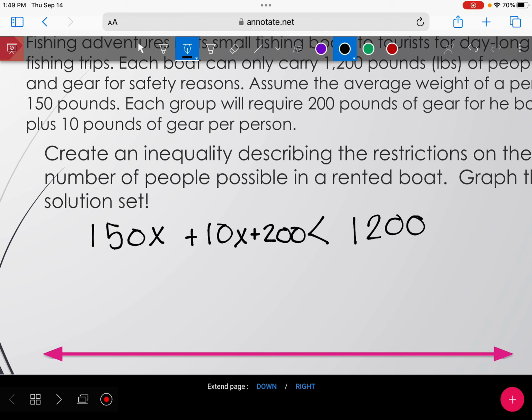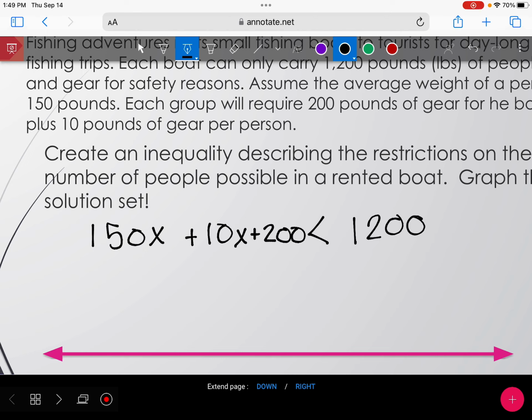I love this inequality here. This needs to be less than the 1,200, because if this side was more than 1,200, what happens to my boat? It sinks. That's bad. This is a fishing trip, not a swimming trip, so we need the boat to stay on top of the water. Okay? So I am 100% great with that inequality. We worked great on that.